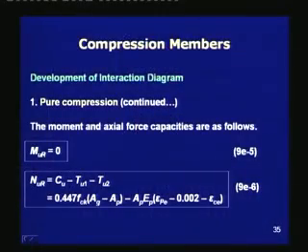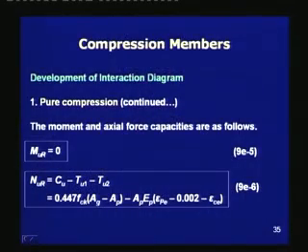Next, we are calculating the axial load capacity. The moment capacity MUR for this case is 0, there is no moment, whereas the axial load capacity is given as Cu minus Tu1 minus Tu2. Again, remember that a compression is considered to be positive and a tension is considered to be negative for compression members. And once we substitute the values of Cu, Tu1 and Tu2, we get an expression of NUR.